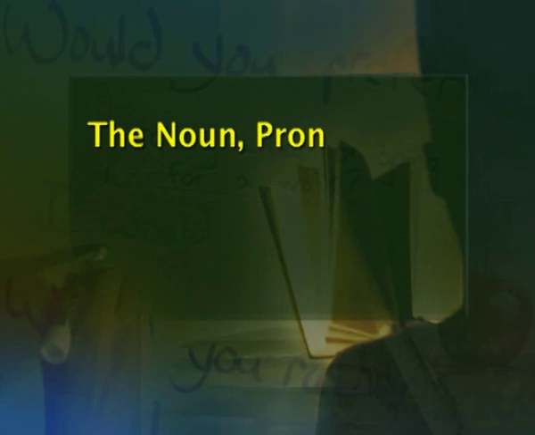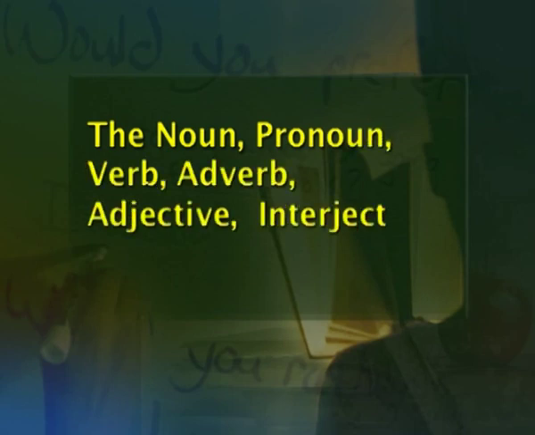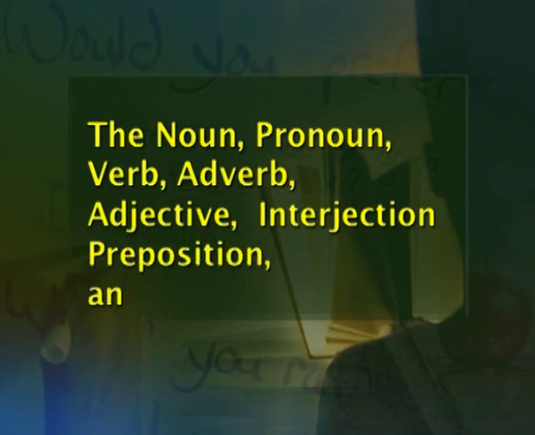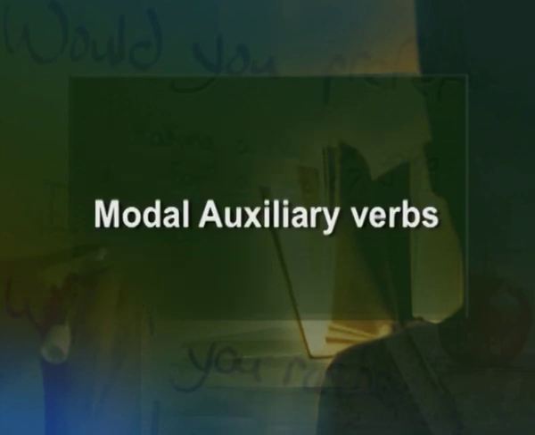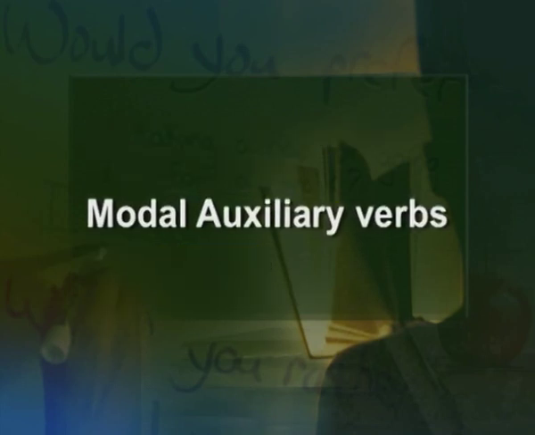speaking. The first lessons of English grammar generally begin with the parts of speech, which are the noun, the pronoun, the verb, the adverb, the adjective, the interjection, the preposition, and the conjunction. Today, let us learn something about modal auxiliary verbs.